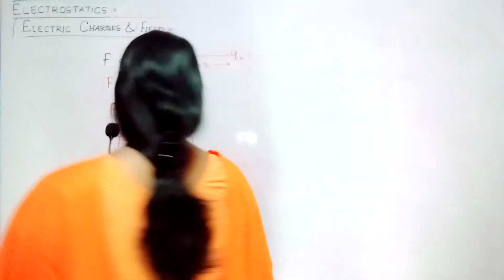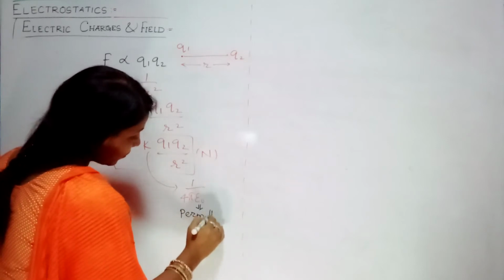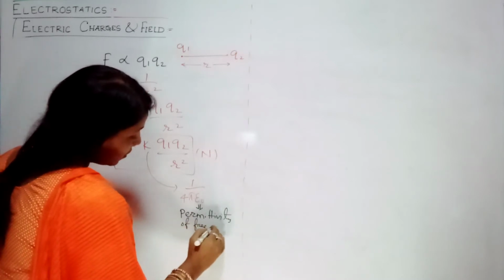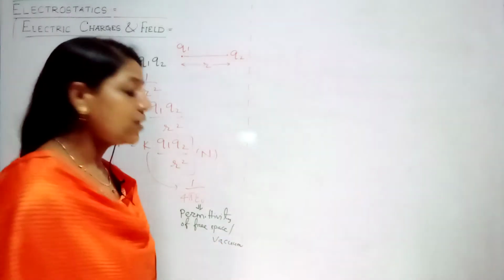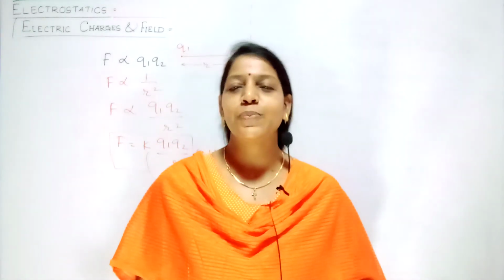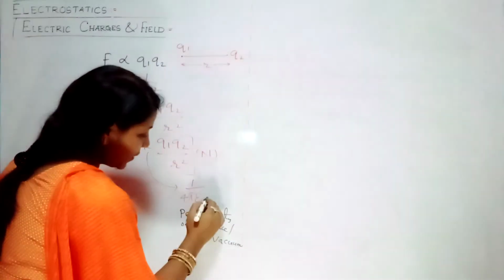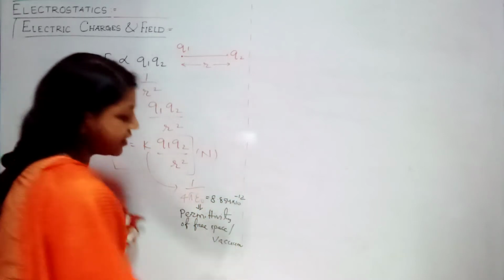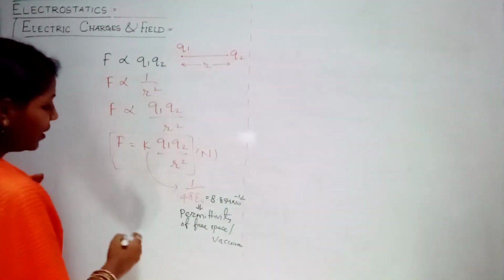So what is your epsilon naught? It is called the permittivity of free space, or you can even call it vacuum. Clear? How much your space or vacuum is allowing the electric lines of force to pass through it, that is called epsilon naught. The value of epsilon naught is 8.854 into 10 to the power minus 12. What is the unit of it? Don't try to remember, you just try to write the expression.